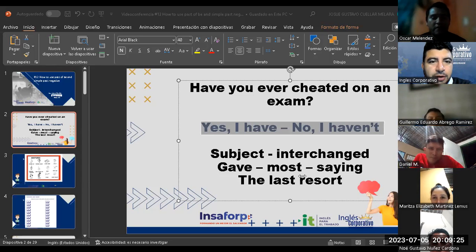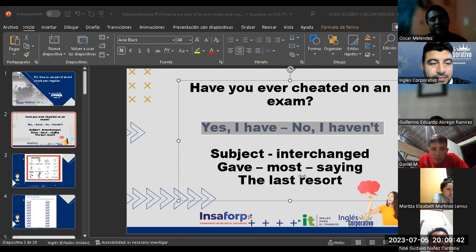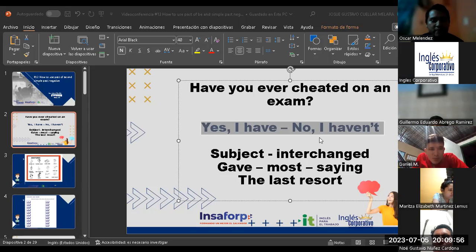What about Daniel and then Oscar? Do you remember the subject? La materia? Maybe all the subjects. Okay, maybe all of them. Bien sincero. I like it. Daniel, what about you and then Gustavo? ¿En qué materias fue eso? Lo de la copia. ¿Alguna materia difícil? Mathematics. Yes, mathematics is kind of complicated sometimes.